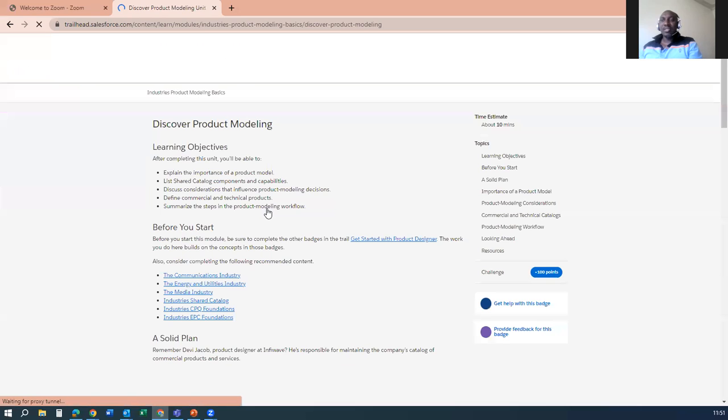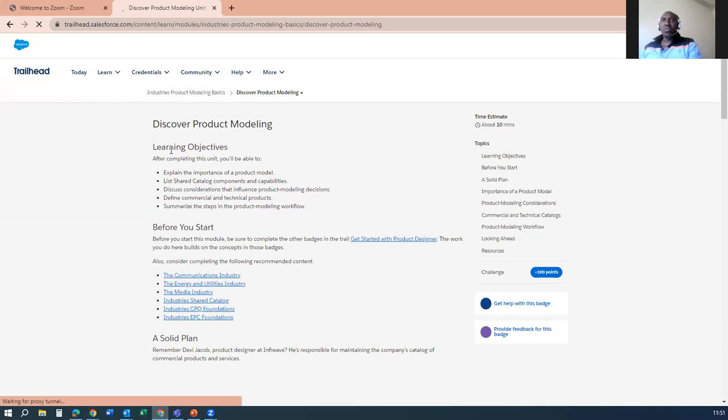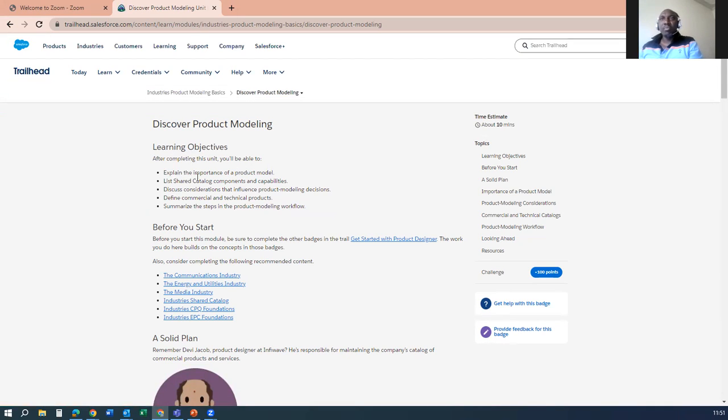As you know, what we do is we have the learning objectives. After completing this unit, you'll be able to explain the importance of the product model, use catalog components and capabilities, discuss considerations that influence product modeling decisions, define commercial and technical products, and summarize the steps in the product modeling workflow. Before you start, you ensure that you always learn these links, the hyperlinks.